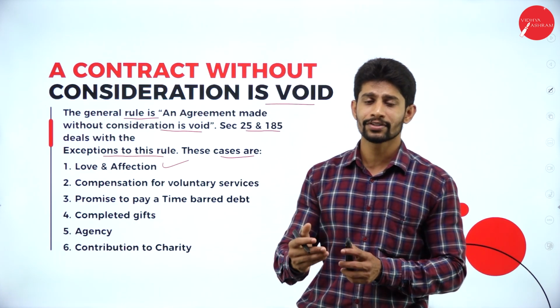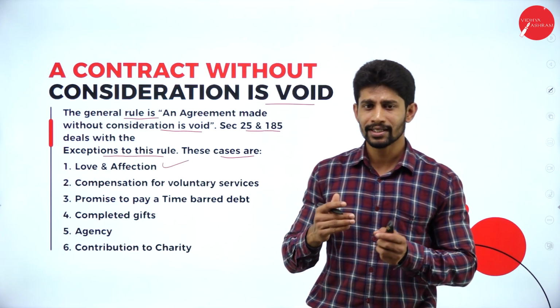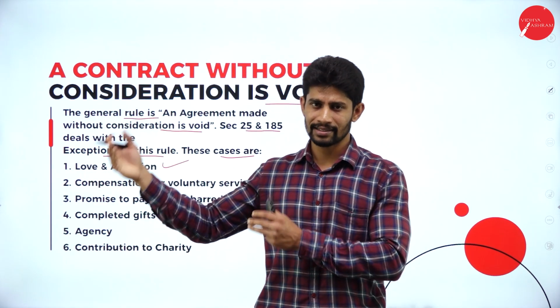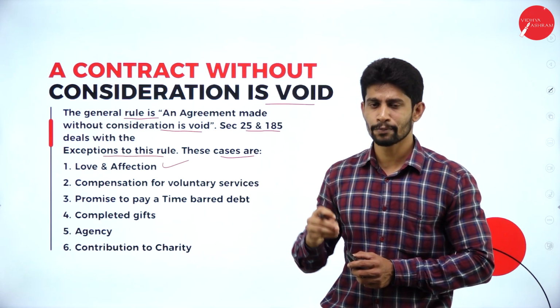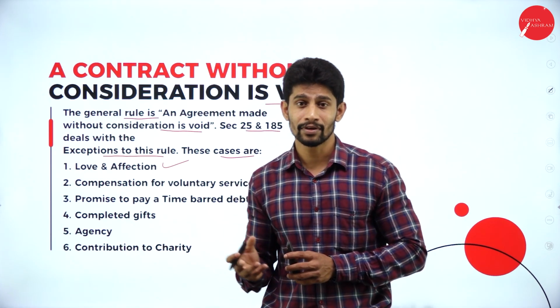Because of love and affection, your parents are giving you property. They are not taking any money from you; they are just transferring their property to your name because you are their son or their daughter. So in that case, it is an exception, and it need not be transferred on the basis of consideration.